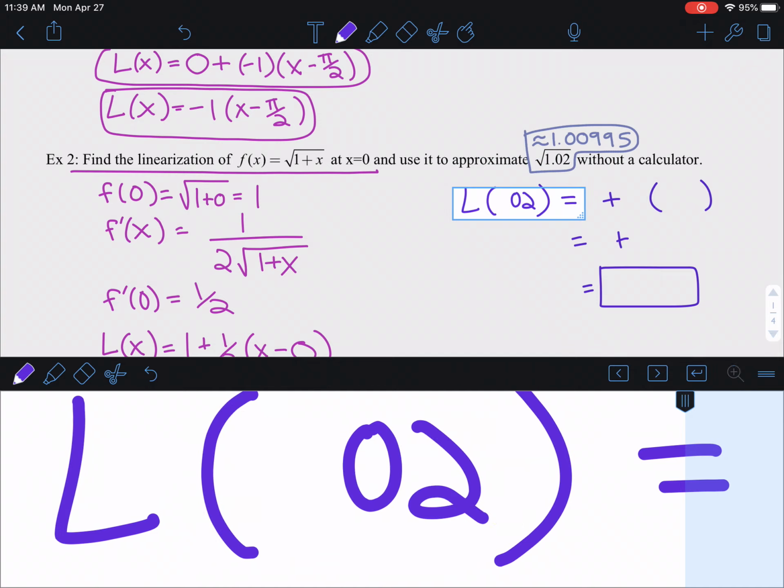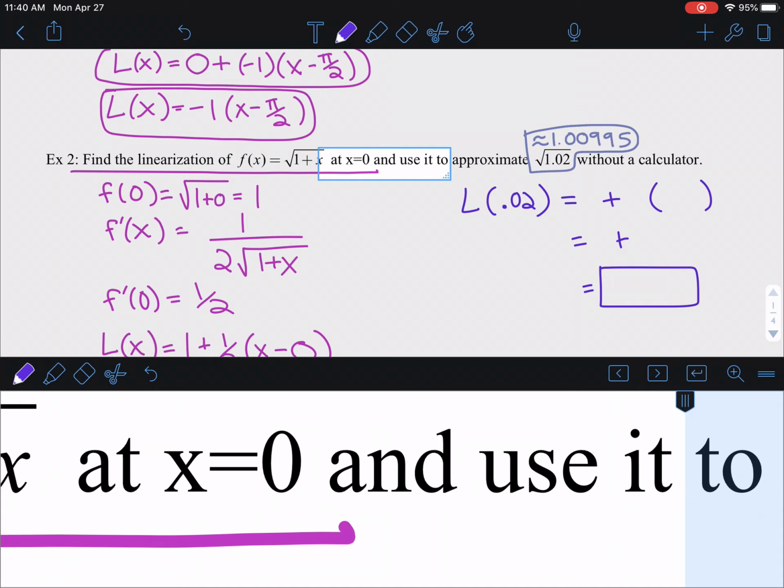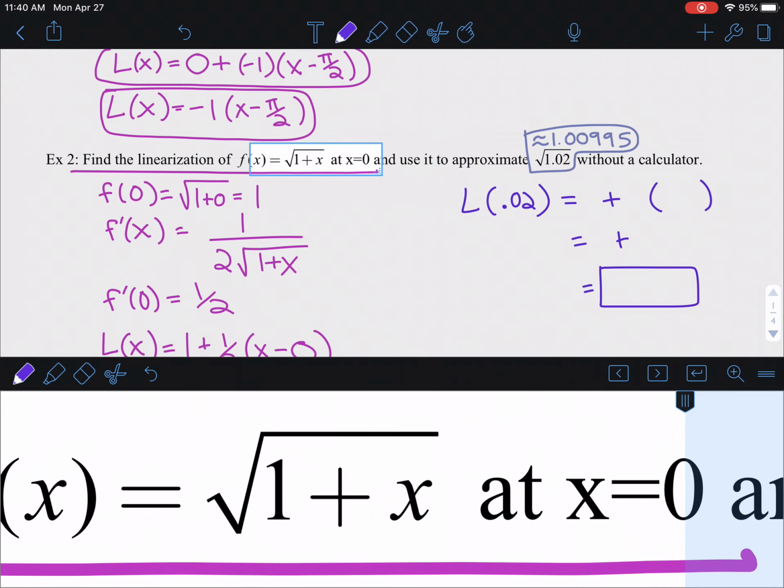0.02. Also think about that, it is closer to 0 than 1.02 would be. If 0.02 was x, that would give me the square root of 1.02 when evaluating my original function. So this one's a little bit trickier.